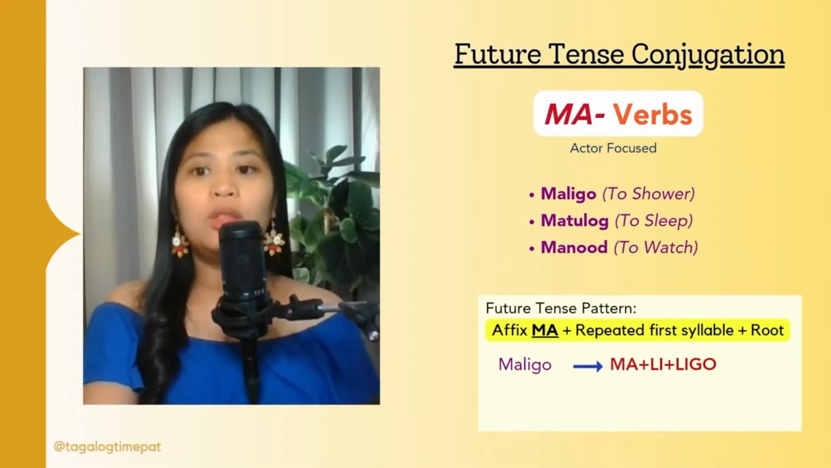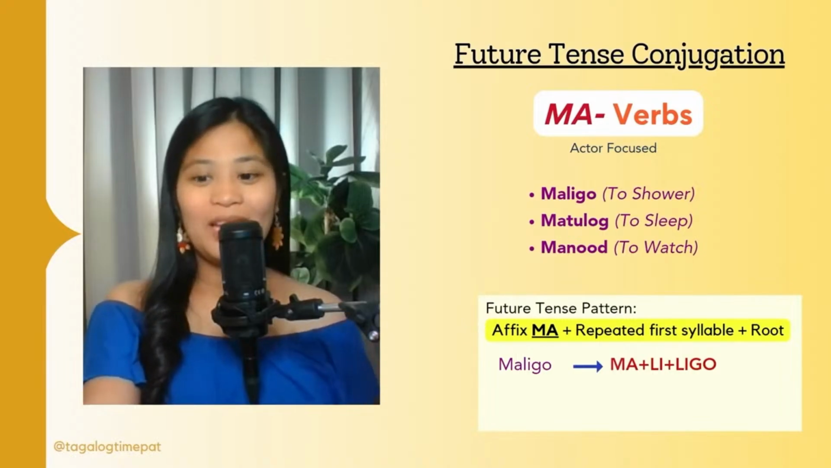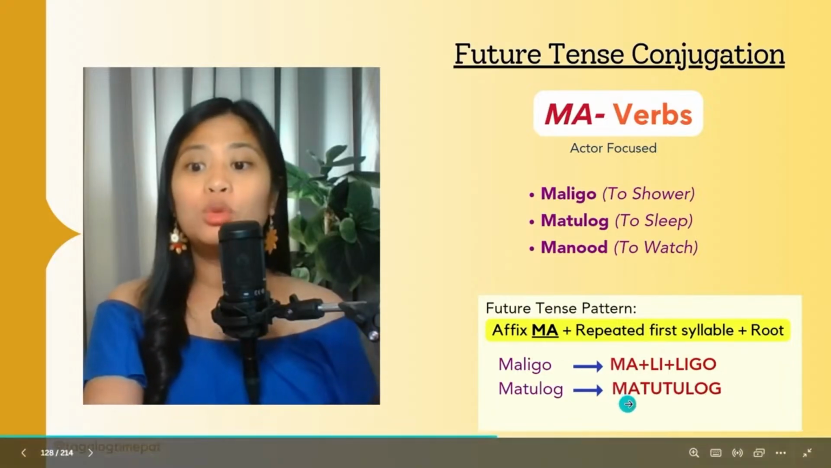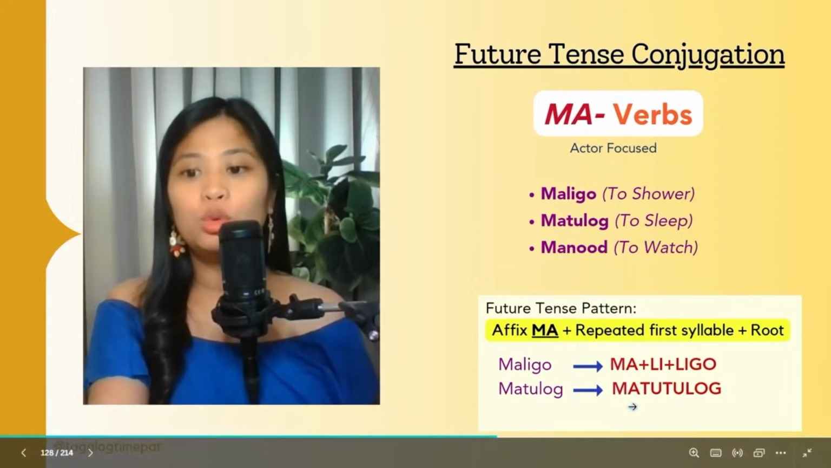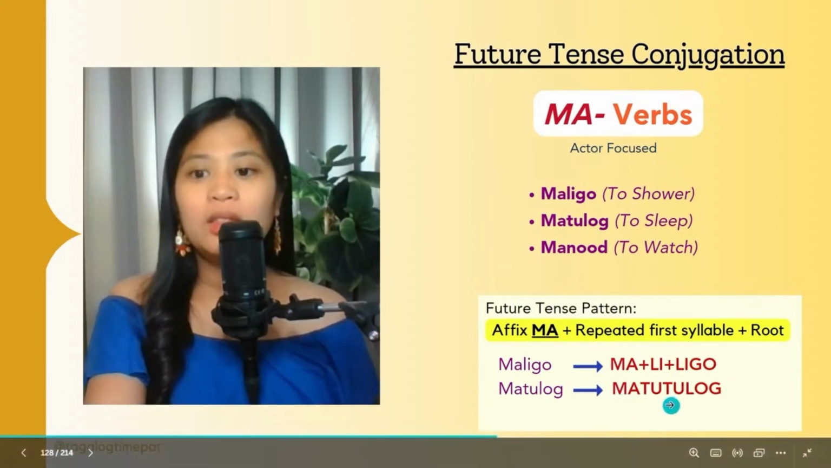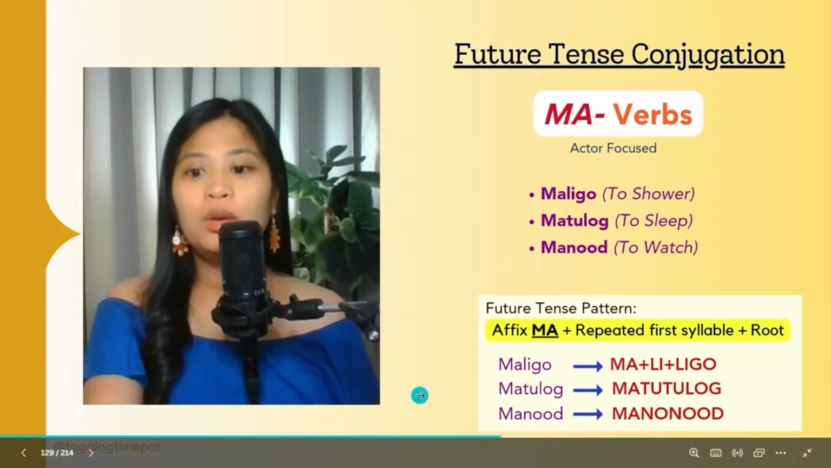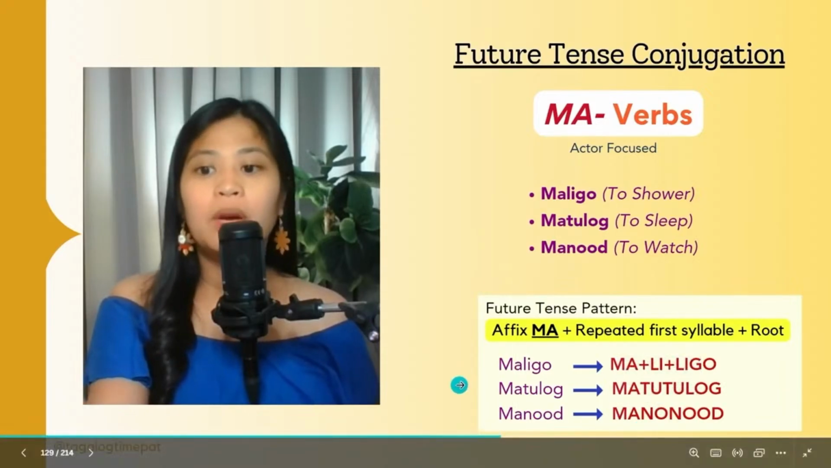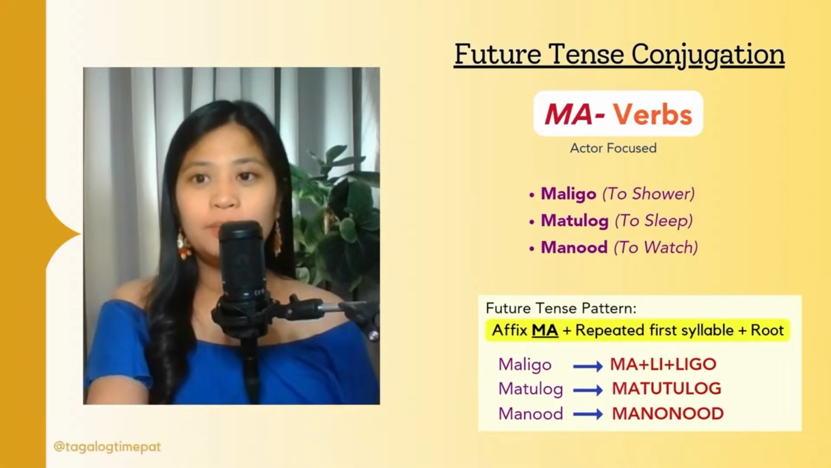You jot it down. What do you think matulog, to sleep, and manood, to watch, will be in the future tense? And remember to just use this new pattern. Okay, in the future tense, matulog, to sleep, will be matutulog. Matutulog ako, I will go to sleep. So the affix is ma, then there's a repeated first syllable, and then the root. And then manood, to watch, will be manunood. Affix is ma, then there's a repeated first syllable, and then the root. Manunood ako, I will watch.